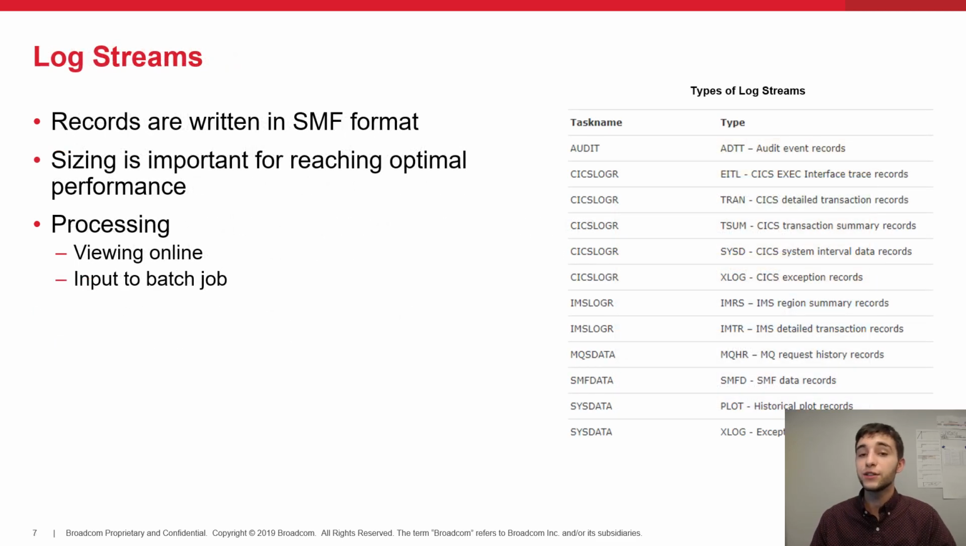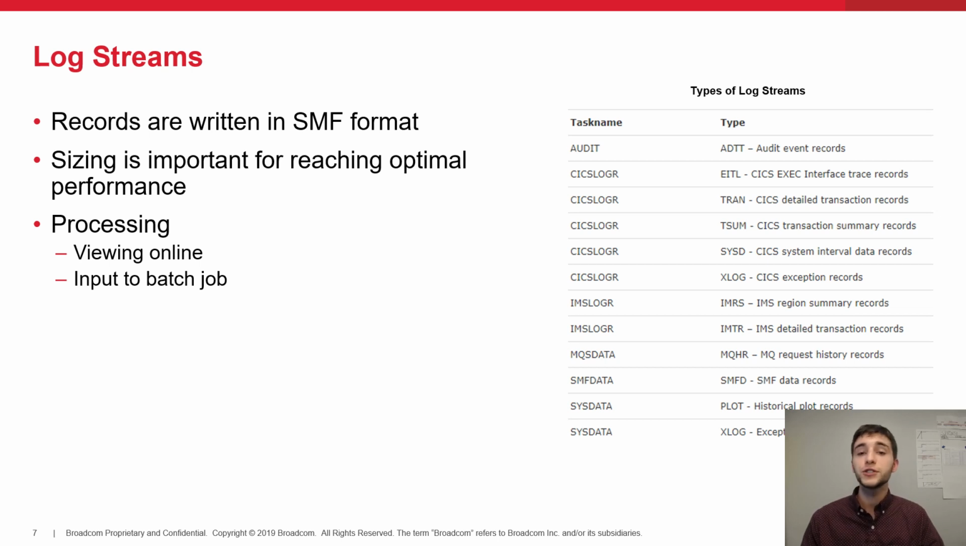Now that we have mentioned log streams, it is important to talk more about them as SYSVIEW manages several types of log streams. The different types can be seen in the table to the right of the slide. Some of these log streams are specific to SYSVIEW, like the audit log stream, which will log any defined audit events, like users signing on and off. Other log streams are specific to subsystems. For example, there are several CICS log streams. While they may hold different data, all of these log streams are written to in an SMF record format.